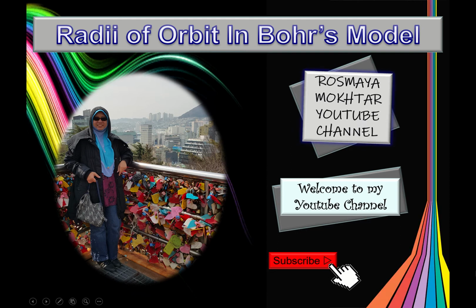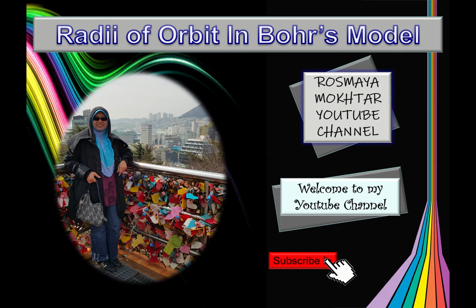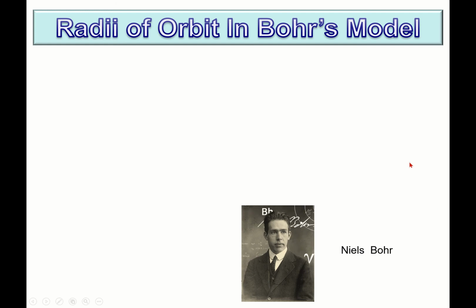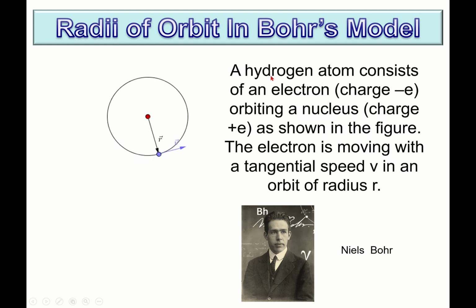In this video, we are going to discuss the radii of orbit in the Bohr model. A hydrogen atom consists of an electron of charge -e orbiting a nucleus of charge +e, as shown in the figure. So the electron is moving with a tangential speed in an orbit of radius r.